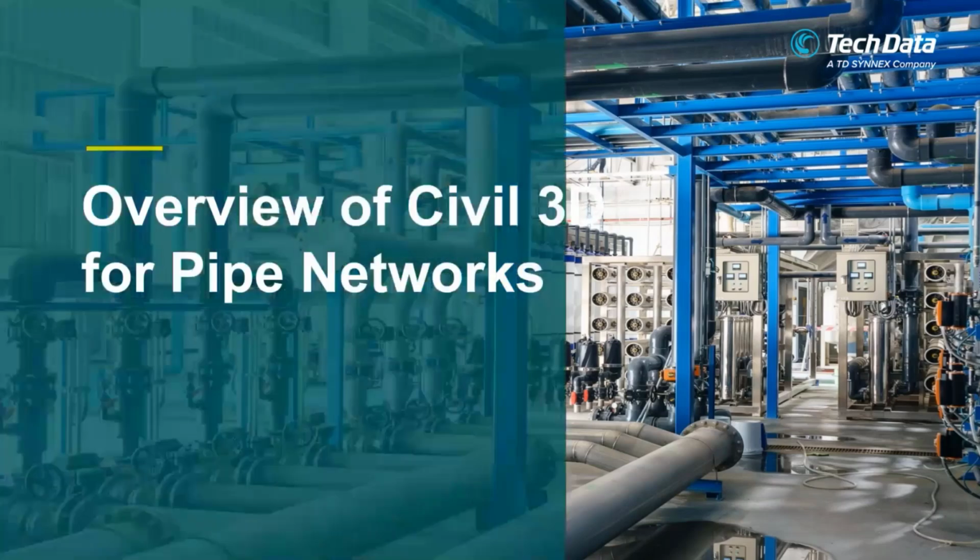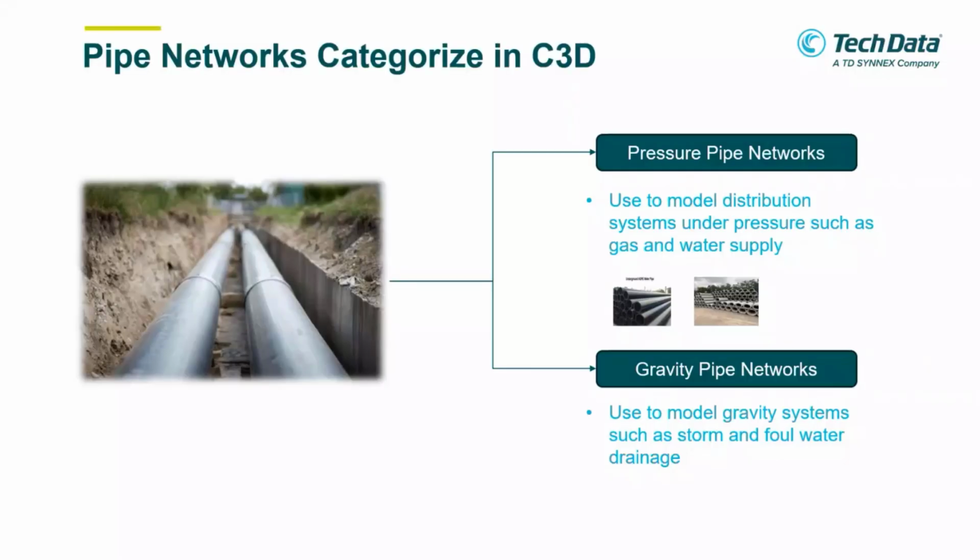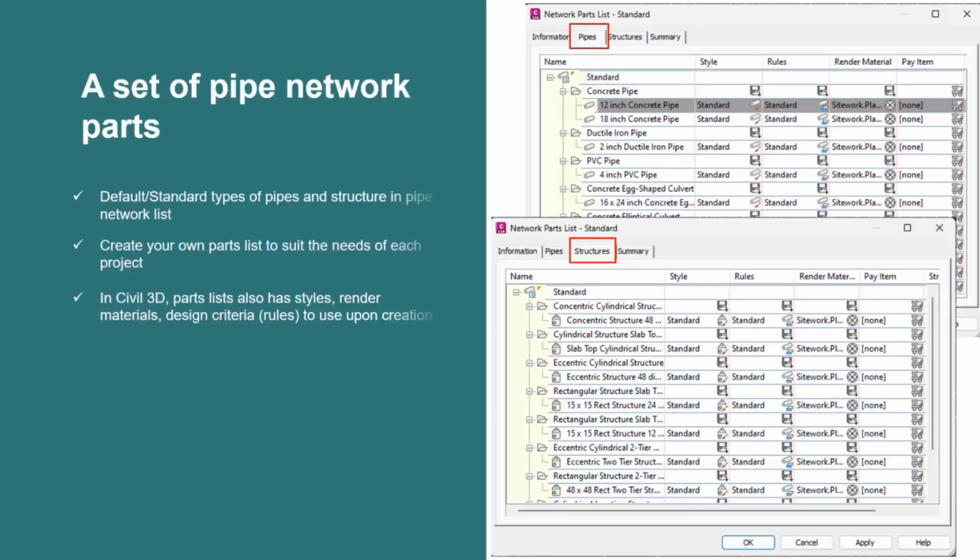So the overview of Civil3D for pipe networks, you can see that it is categorized into a category, which is pressure pipe networks, used to model distribution systems under pressure, such as gas and water supply. Civil3D also has gravity pipe networks, to model storm and foul water drainage.